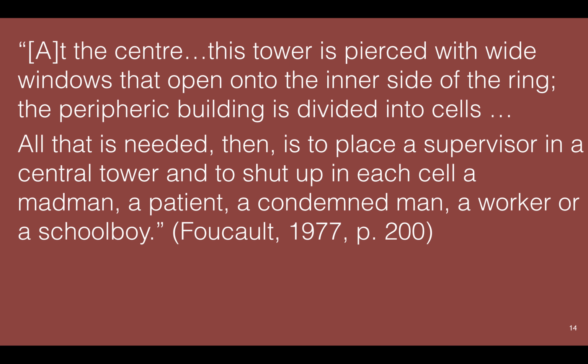Here's a quote from Discipline and Punish. "At the center, this tower is pierced with wide windows that open onto the inner side of the ring. The peripheric building is divided into cells. All that is needed then is to place a supervisor in a central tower and to shut up in each cell a madman, a patient, a condemned man, a worker, or a schoolboy." So again, you just replace the cells on the periphery with various people.